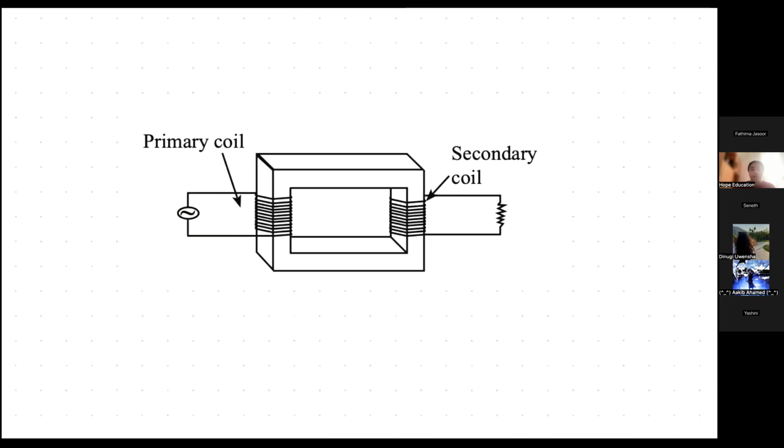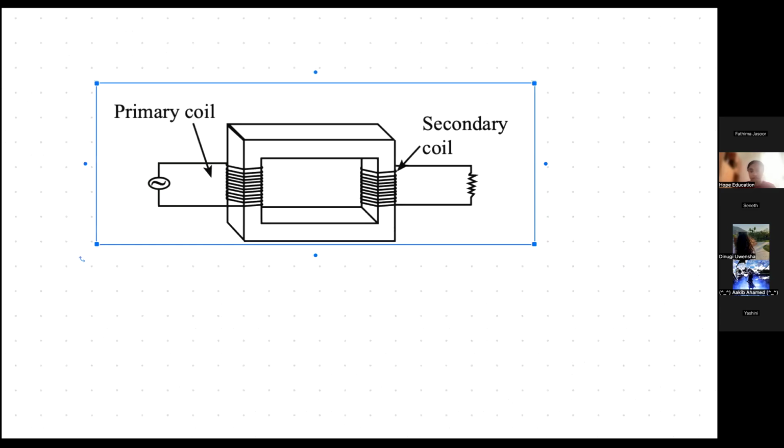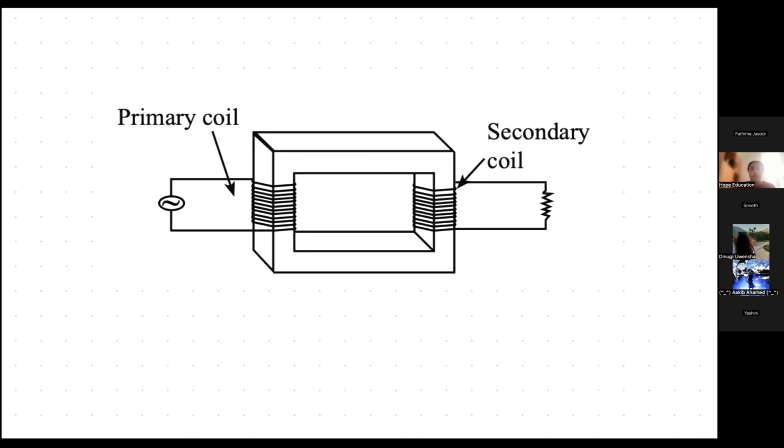This is our primary coil. The primary coil is our circuit 1. And then we have the secondary coil. The secondary coil is our circuit 2. So circuit 1, what kind of a current is this? Yes, Saki, what about others? Yeah, it is an alternating current.